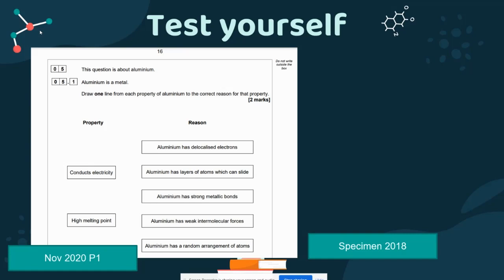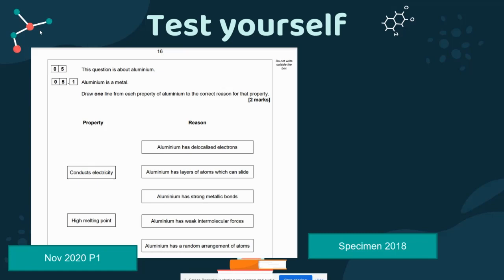So the question is about aluminum. Aluminum is a metal. We have to draw the line from the property to the reasons. So what do you think was the reason for conducting electricity? Is it aluminum has delocalized electrons? Aluminum can slide. Aluminum has strong metallic bonds. It has weak intermolecular force or a random arrangement of atoms. So we know there is no random arrangement of atoms. They are regularly arranged. They have strong intermolecular force. So cancel.